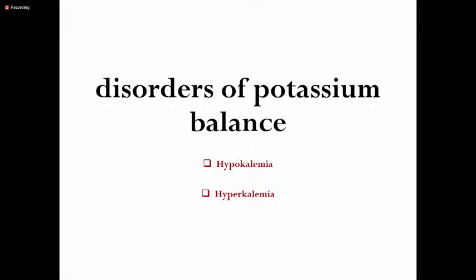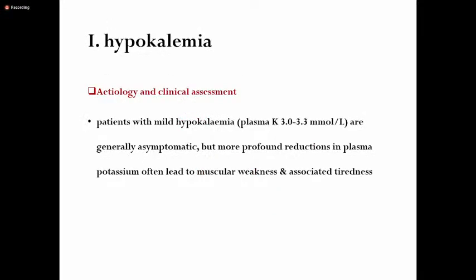So we'll be basically looking at the disorders of potassium balance, which can be either hypokalemia or hyperkalemia. We all know the normal potassium level is between 3.5 to 5, and anything less than 3.5 is considered hypokalemia, but most patients will present with symptoms when the potassium level is less than 3. Generally, the patients will be asymptomatic, and for those who have symptoms, they're usually muscular in nature or cardiac.